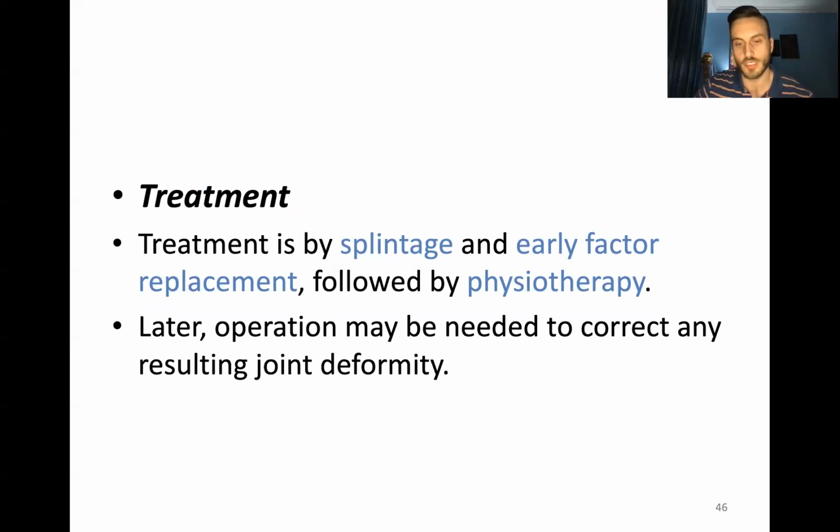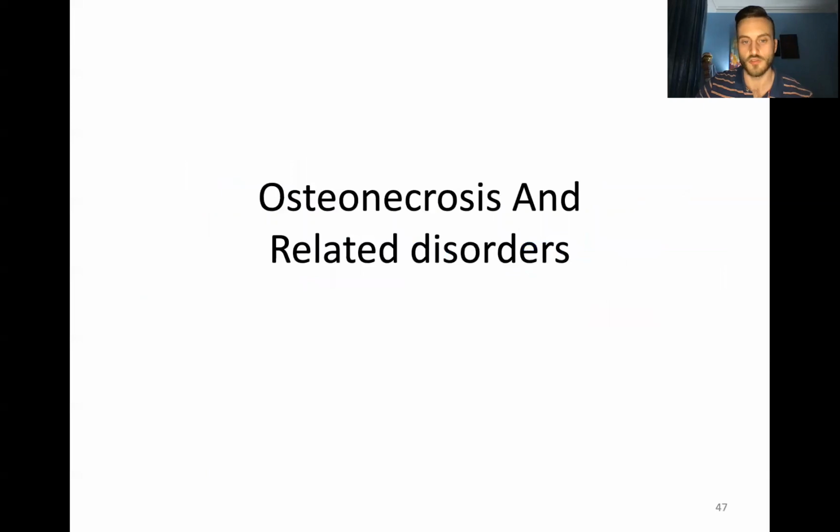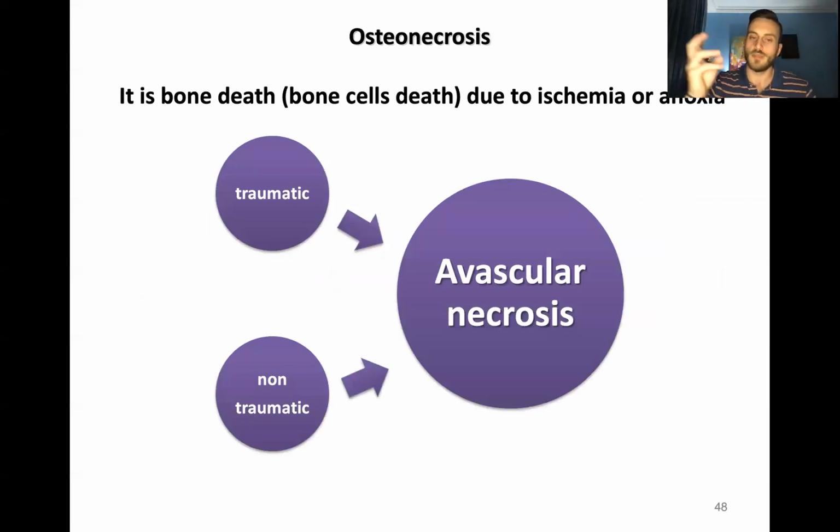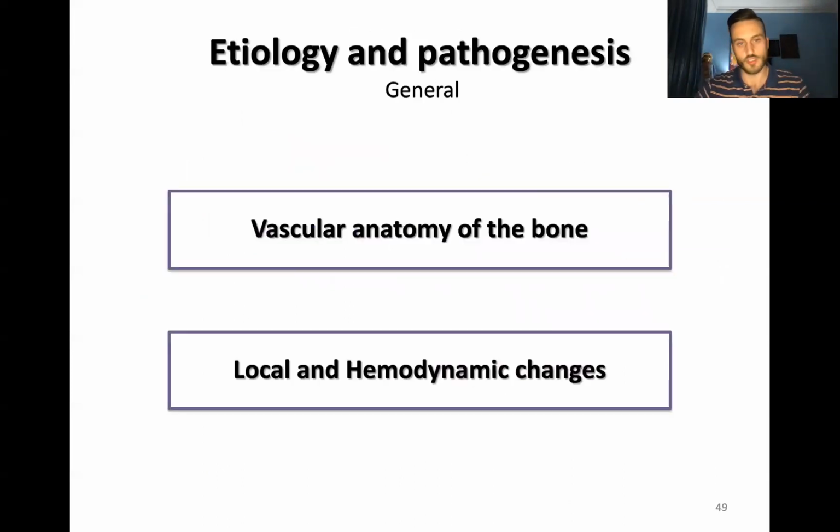And lately you can do some operations to correct the joint deformity. This is for the osteoarthritis. Let's go to osteonecrosis. So basically it's either traumatic or atraumatic. There is trauma or there is no trauma.